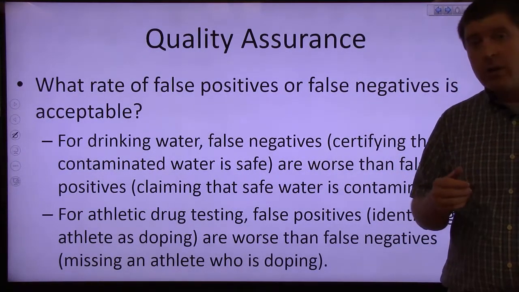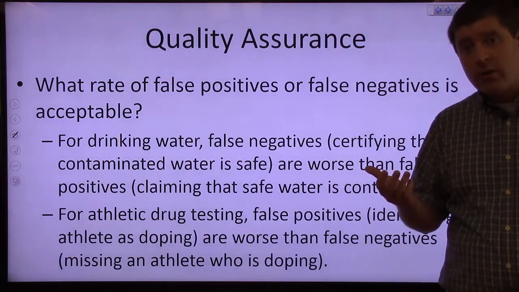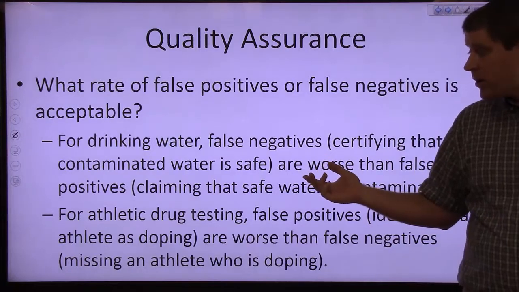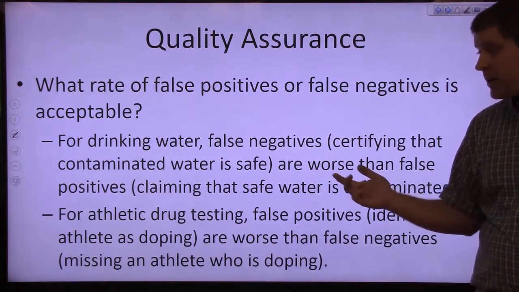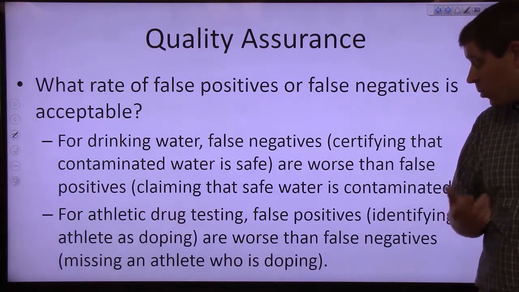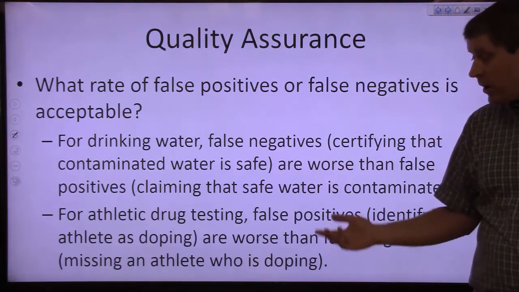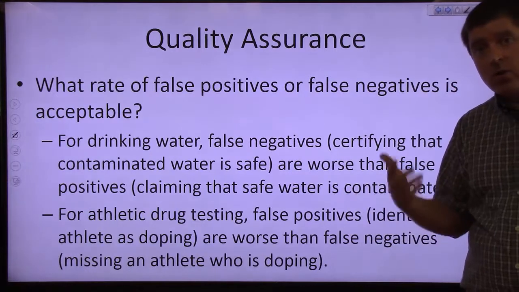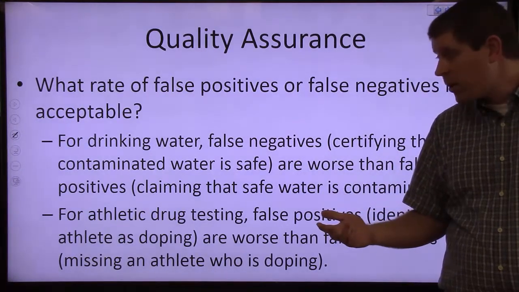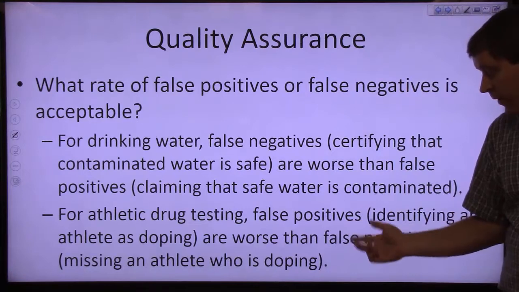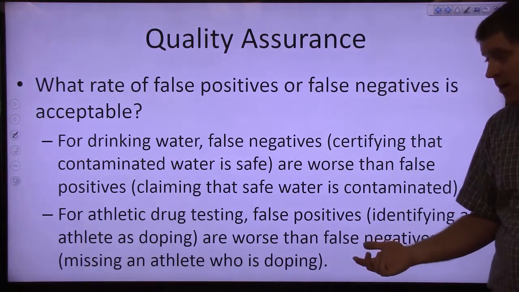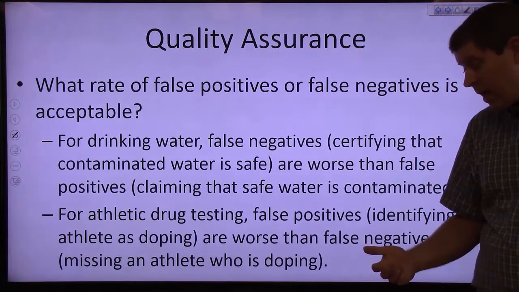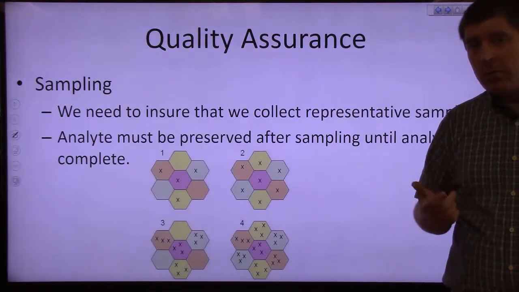This is probably higher for something like spaghetti sauce and lower for something like pharmaceuticals. For drinking water, a false negative, certifying that contaminated water is safe, is worse than a false positive, that is, claiming that safe water is contaminated. The worst thing that happens there is you're out the cost of cleaning up that water. For athletic drug testing, false positives, that is, identifying an athlete as doping, are worse than false negatives, missing an athlete who is doping. Now let's look at sampling.